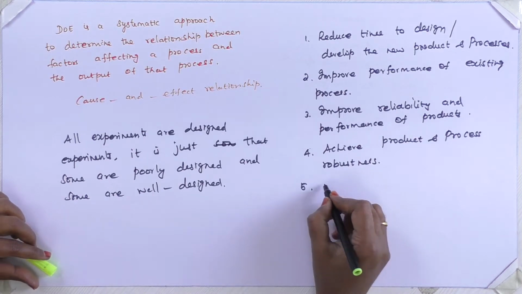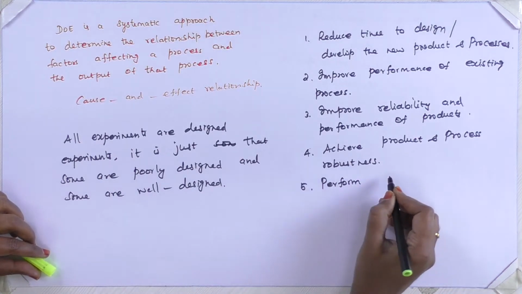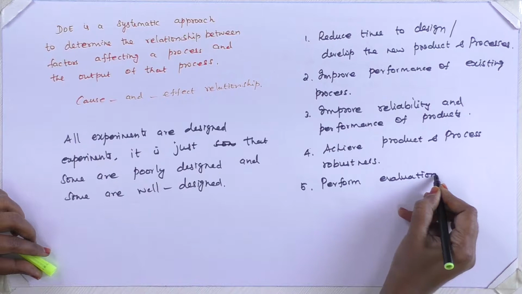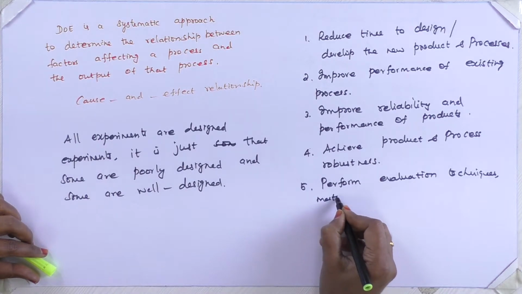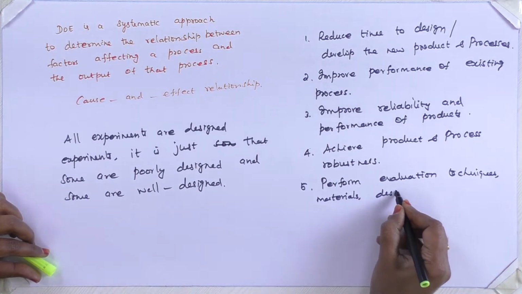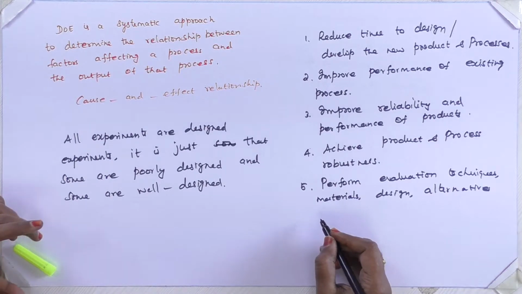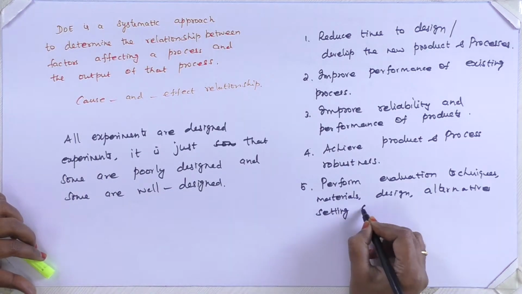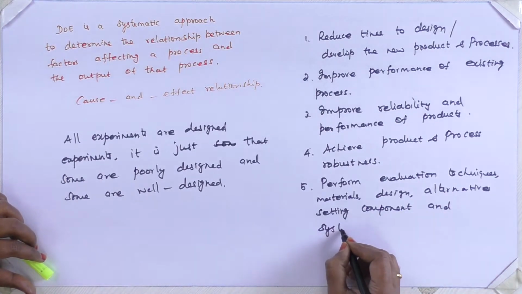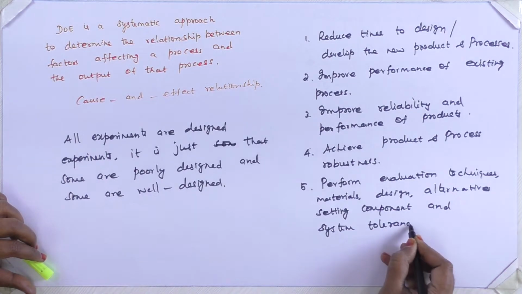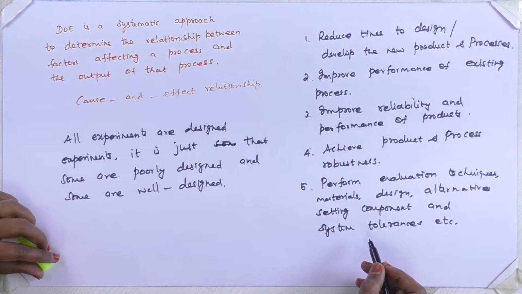Fifth one, perform evaluation of techniques and materials, design alternatives, setting component and system tolerance, etc. In these categories, we are using the design of experiment.